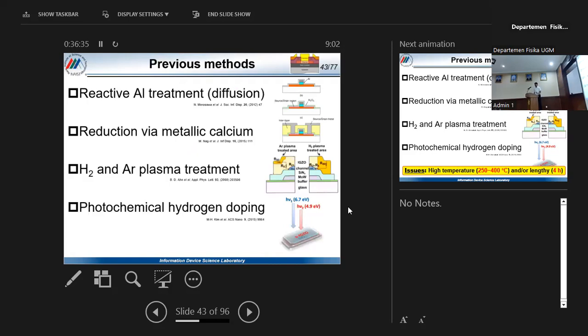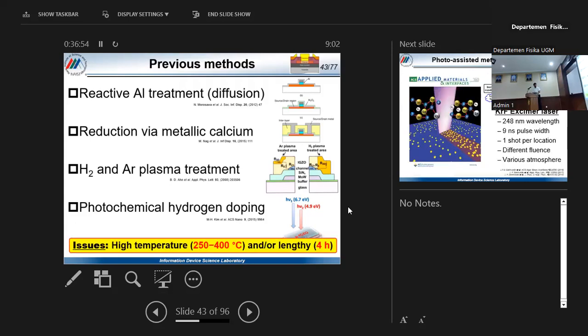Previous methods have been used to transform oxide semiconductors into conductors. You can use reactive aluminum treatment, where you basically diffuse aluminum into the semiconductor to transform it into a conductor. Others include reduction via metallic calcium, hydrogen or argon plasma treatment, and photochemical hydrogen doping. But the issue is that these temperatures are quite high, and it's a lengthy process, up to 4 hours.